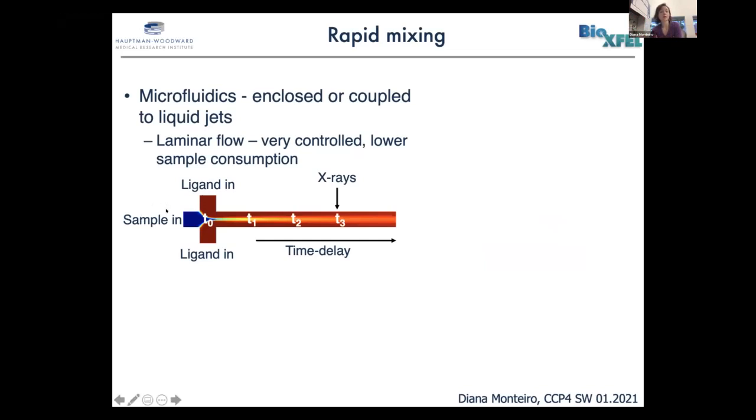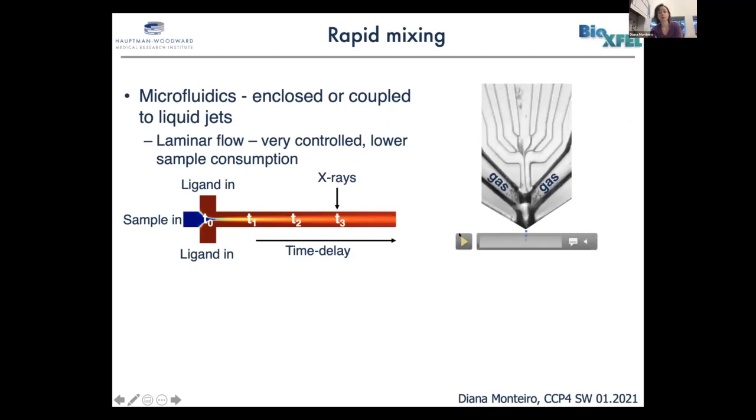So normally the easiest and most simple setup that we have is a T-shaped mixer where your sample comes in on one side, your ligand comes in on the other, and then what you see here is the ligand in red basically diffusing into the sample in the middle. So as you move along this line, you have an increase in your time delay. So you move your X-ray beam down your stream and you should have a different time point in your measurements.